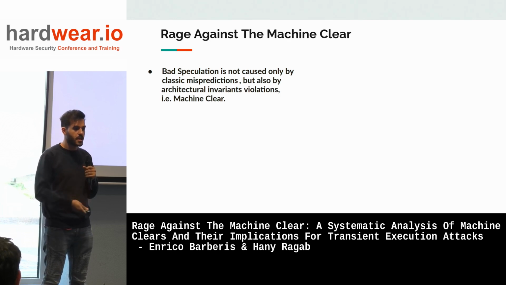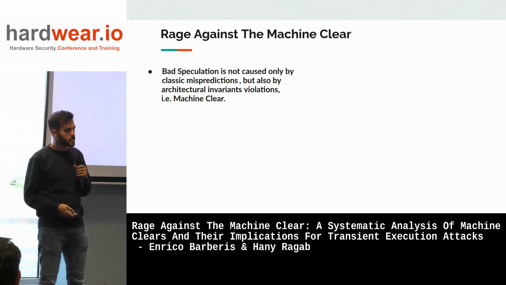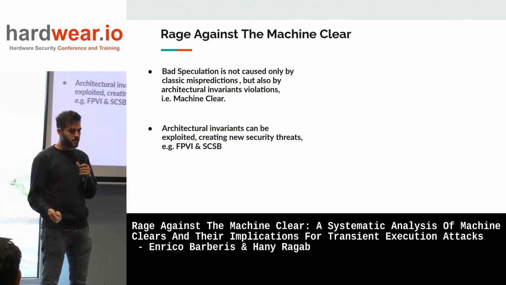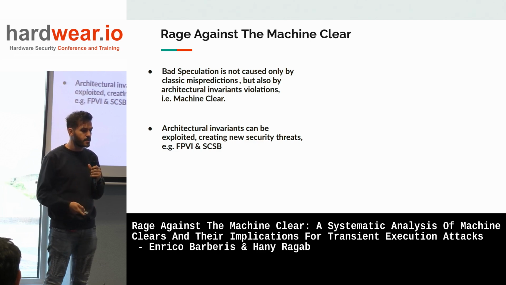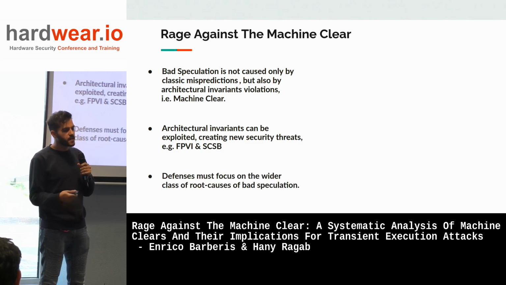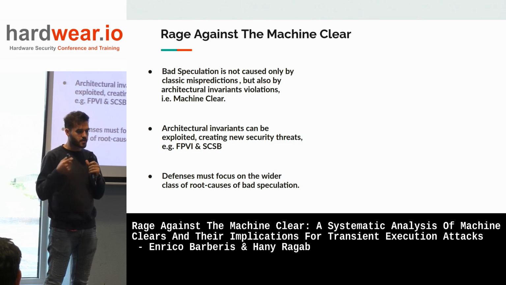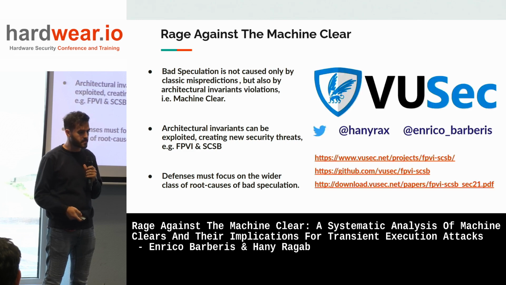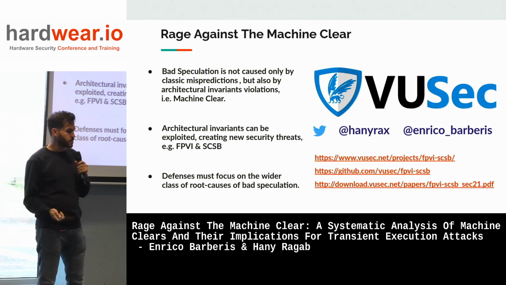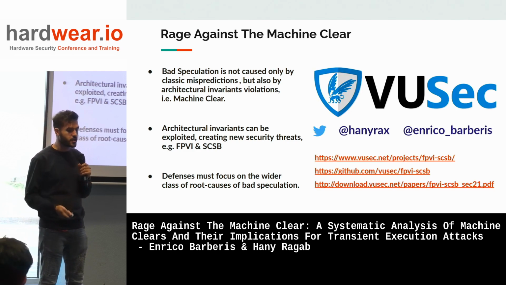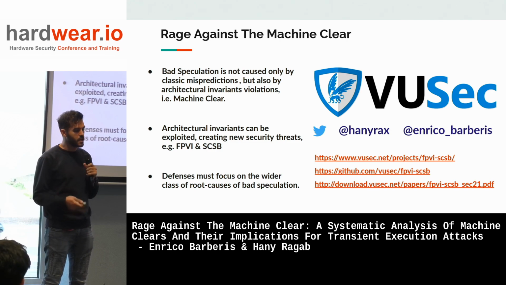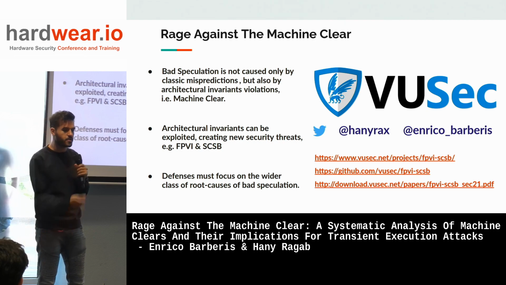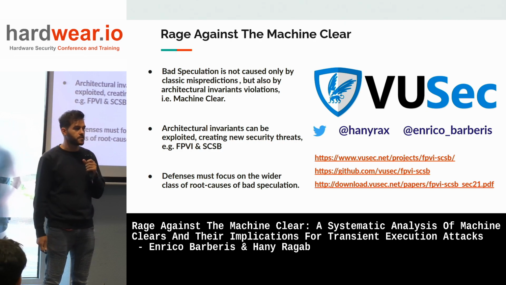To conclude, bad speculation is not only caused by classic mispredictions and mistraining predictors, but also by architectural invariant violations, as we saw in all the different types of machine clear. Architectural invariants can be exploited, creating new security threats like FPVI and SCSB. We think that defenses must focus on the wider class of root causes and the wider meaning of bad speculation. With this, I conclude, and you can find all the reverse engineering code, the exploit code, and the paper, and more information on our project page. You can also reach out on Twitter if you want. Thanks for your attention.